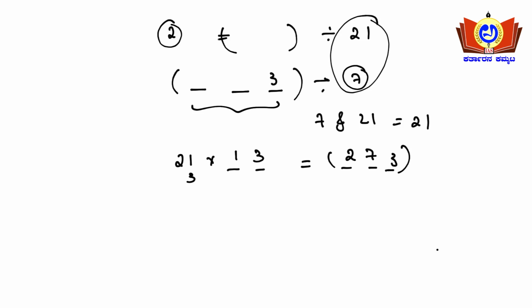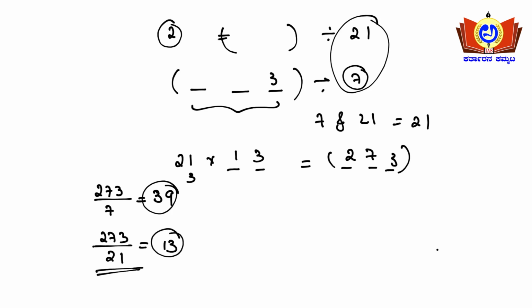And this 273 is divisible by 7, yes or no? 7 3s are 21, and 7 into 39 will be 273. Similarly 273 is also divisible by 21. So this condition also got finished. But is this the only number I am getting? This I need to check here, my dear friends.